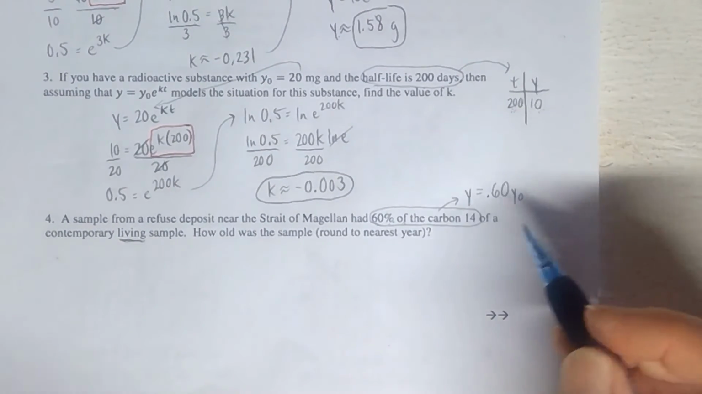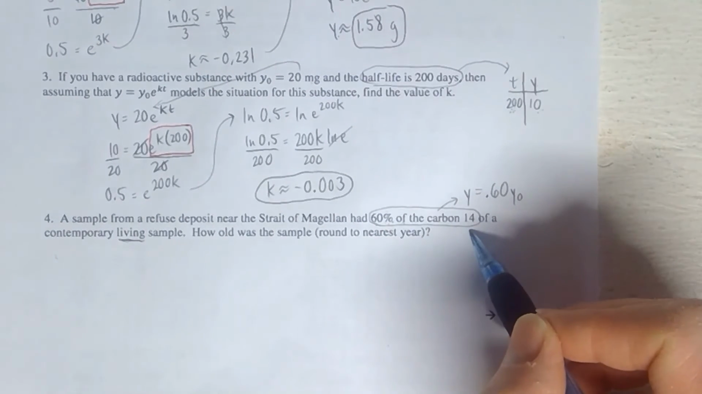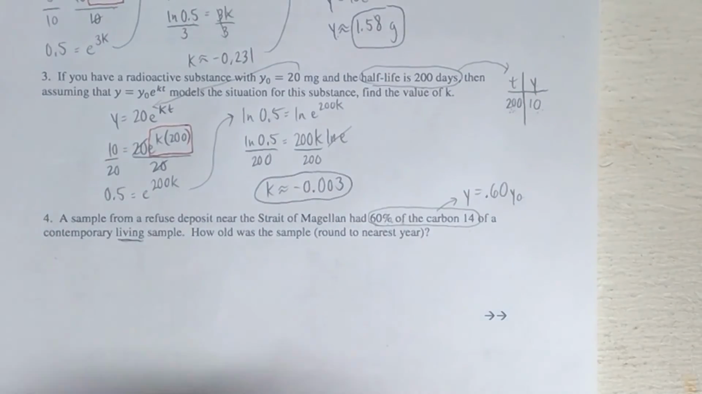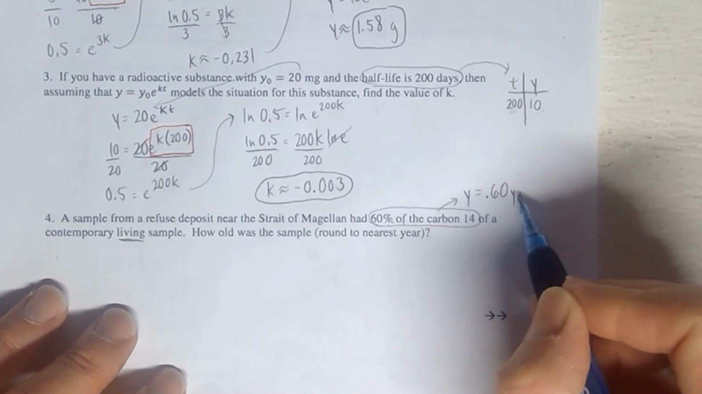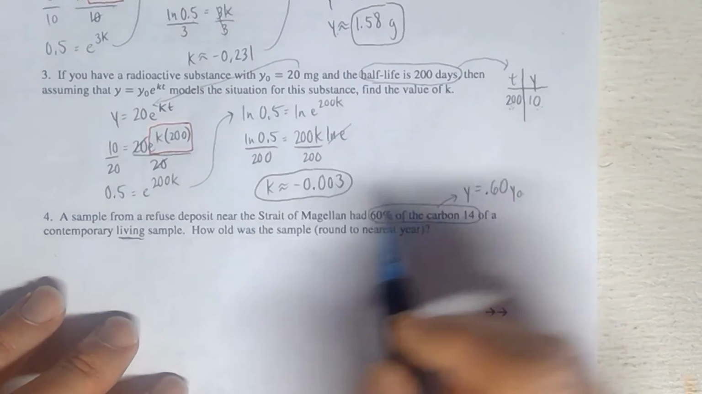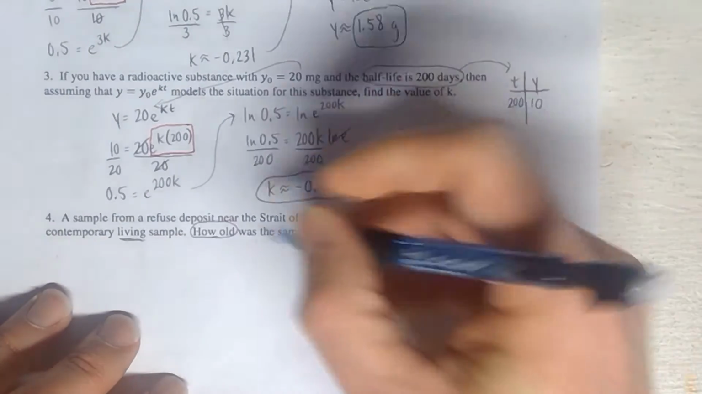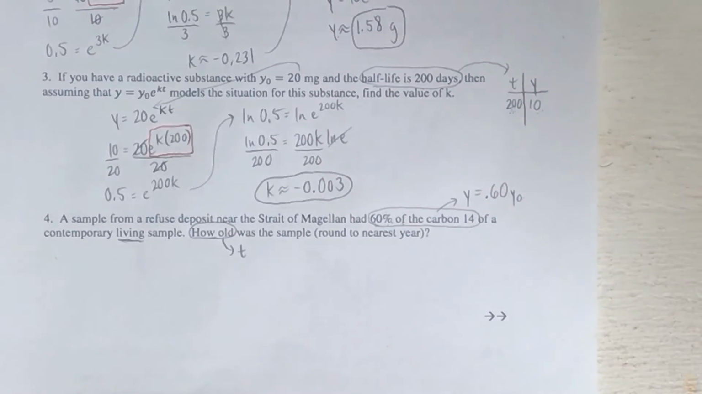So the Y that they want us to use is 60% of the original amount, so 60% of the Y naught. Just like in a lot of these problems, they tell us what the Y value is, and then they want us to figure out T. How do I know they want T? It's because "how old" is a reference to time, isn't it? When somebody asks you how old are you, you're going to tell them how many years you've been alive, right? It's time.